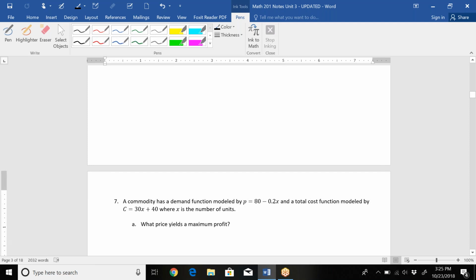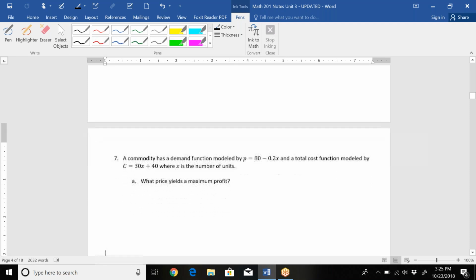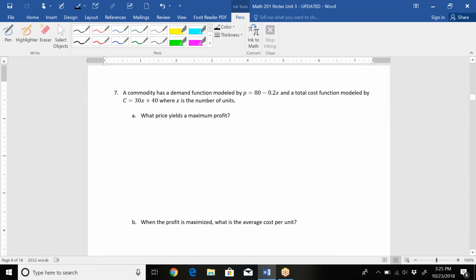I didn't mark either one of those, but I think we skipped number 7. It says a commodity has a demand function modeled by P equals 80 minus 0.2x and a total cost function modeled by C equals 30x plus 40, where x is the number of units. We want to know what price yields a maximum profit. The first thing is we have to have a profit function, then we have to maximize it, then we have to go back and find the price. So this is the demand function. Remember, revenue is x times P. So revenue is 80x minus 0.2x squared.